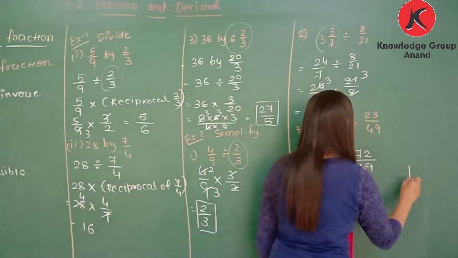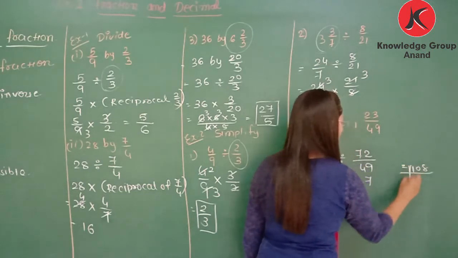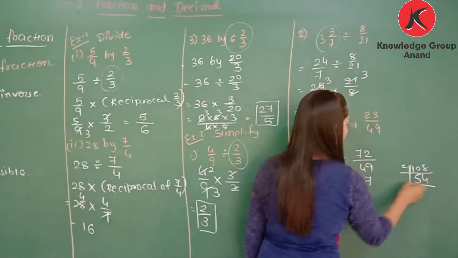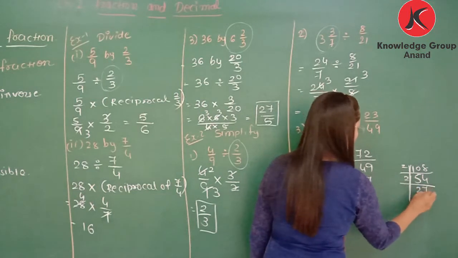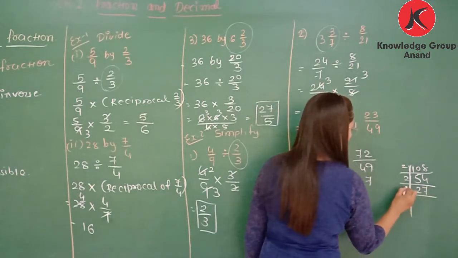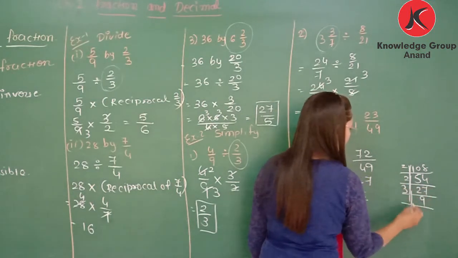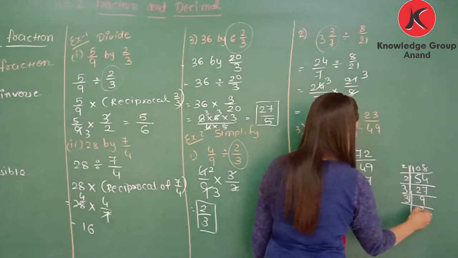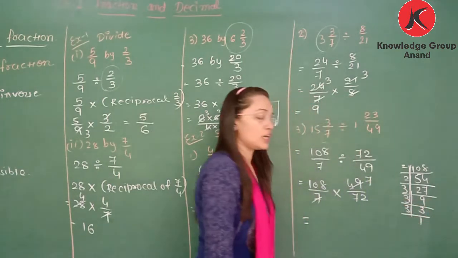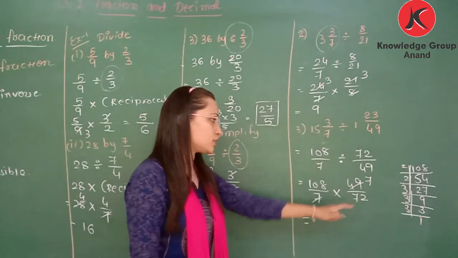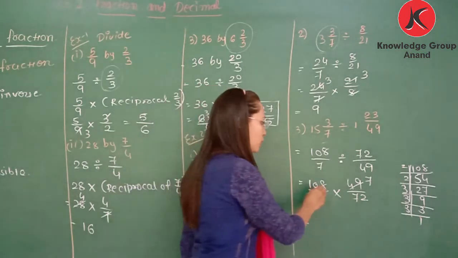So here, find the factors of 108. You will find 2 5s are 10, 2 7s are 14, 2 27s are 54, and 3 9s are 27. 3 3s are 9, 3 1s are 3. If you don't know what the common factor is, you can find the factors of the number.